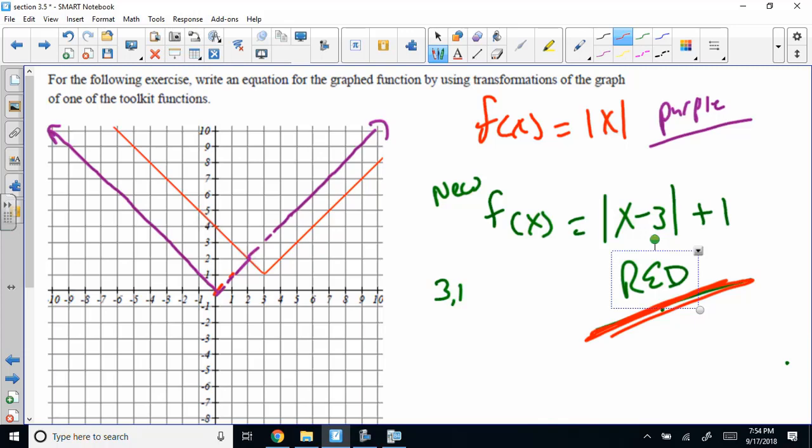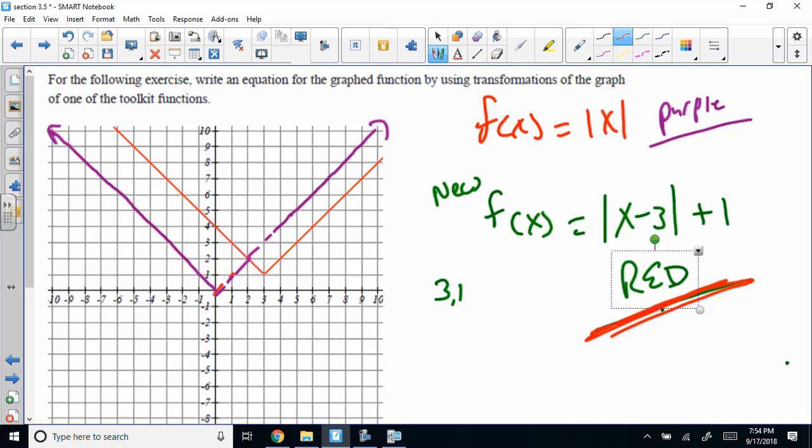So I'm using that 0, 0 reference to figure out what's happening to my basic absolute value equation. So it went to the right 3 and up 1. So to the right would be negative, up 1 is outside, so that's positive. If we went left, it would be a positive, right?